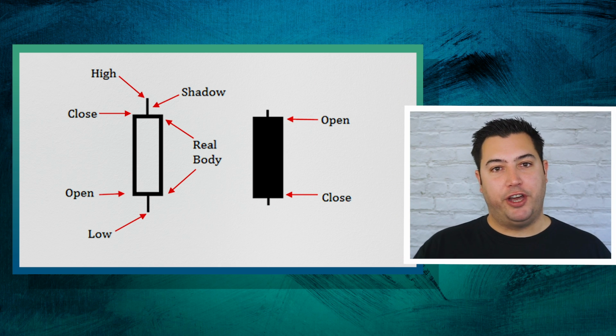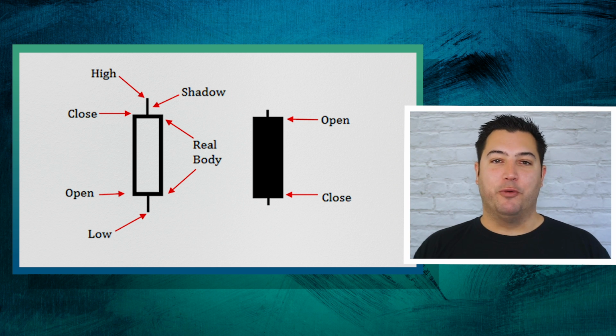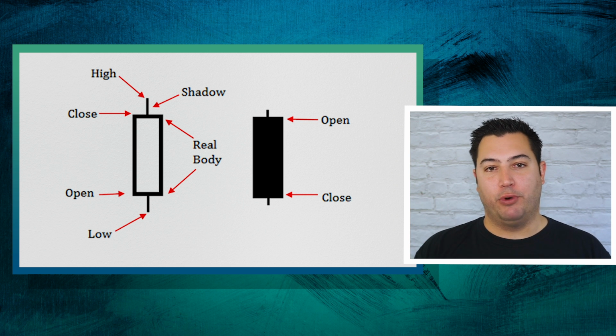Outside of the real bodies, you're going to have the shadows, or the wicks, right? And those are the little sticks that are above and below the real bodies. Those are essentially the intraday or intra-period highs and lows, right? Because if we're looking at a weekly chart, it would be intra-week highs and lows that did not fit within the open and the closing price.